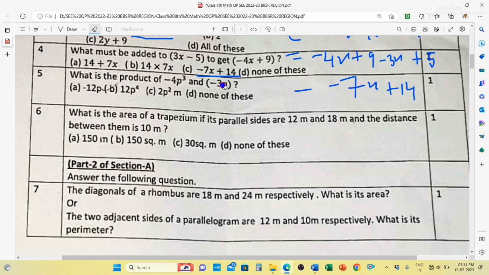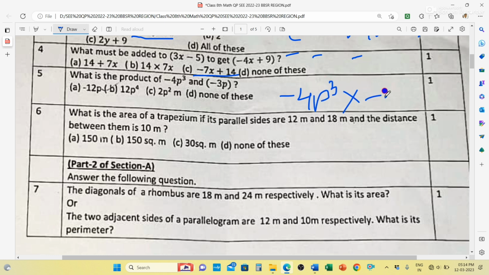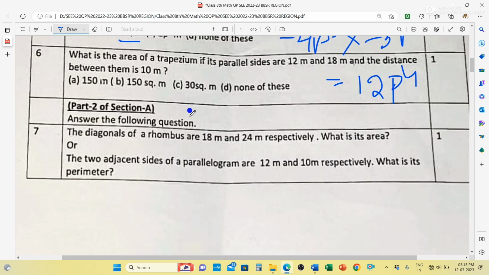Now next we will come to question number 5. What is the product of minus 4p^3 multiplied by minus 3p? Here the product will be minus 4 into minus 3 equal to plus 12, minus into minus is plus. Then p^3 into p equal to p^4, p to the power 4. So 12p^4, option B.